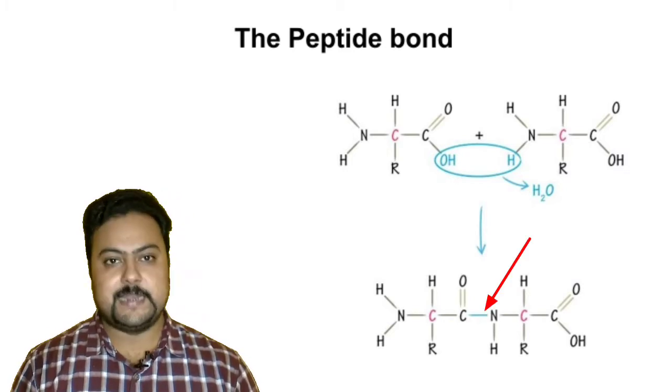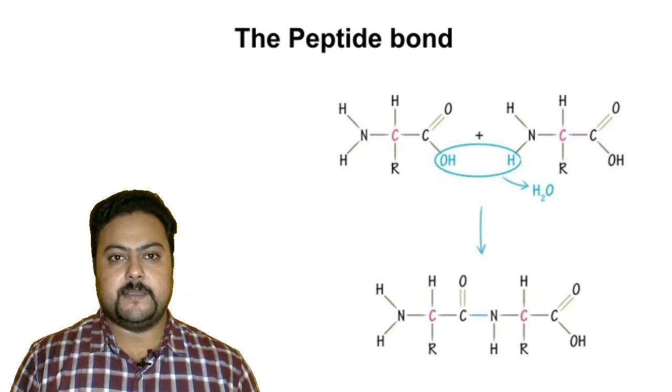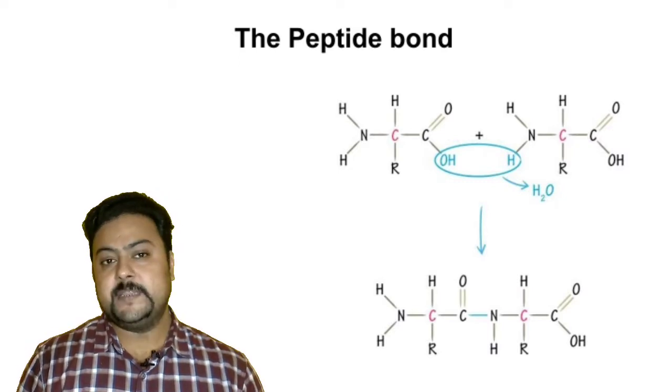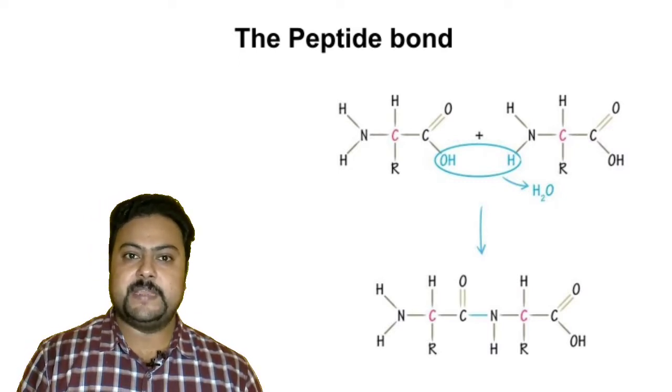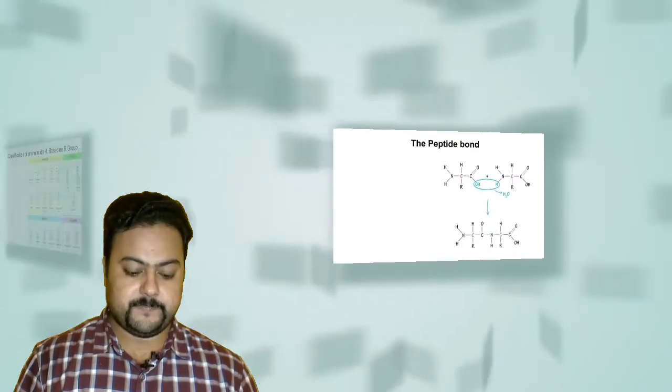This is known as a glycosidic bond. The amino acids vary in their shapes and sizes and in their properties, but one thing which is common is that whenever they are in a protein, they are always held together by this peptide bond.